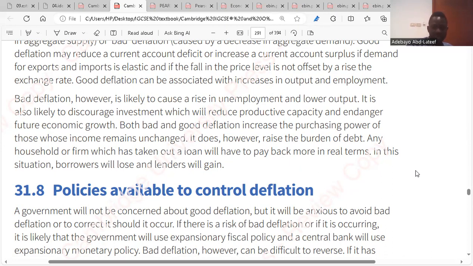You get it? Firms which are taking out loans will have to pay back more in return. So firms that are taking loans will not be able to pay back because there's no revenue to pay back. Have you forgotten that it is when your revenue increases that you can pay all your expenditures, which are interest on loans, and even pay back your debts? Some businesses will close, they will shut and go bankrupt. So what are the policies the government can put in place to control deflation?